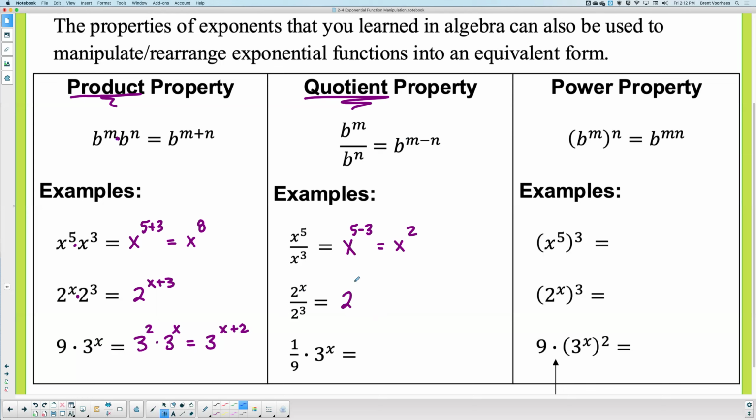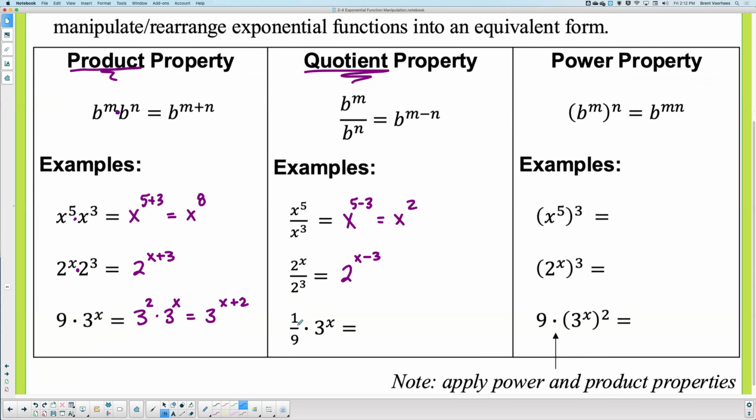That's 2 raised to the power of x minus 3. Very good. Okay, how about 1/9 times 3 to the power of x? Think about what we did over here. I hear 1/3, but what power did we say? 2. All right, times 3 to the power of x.